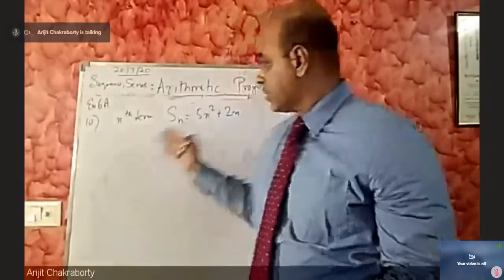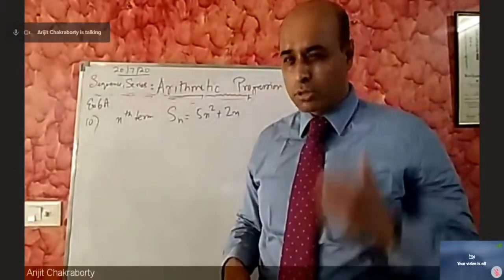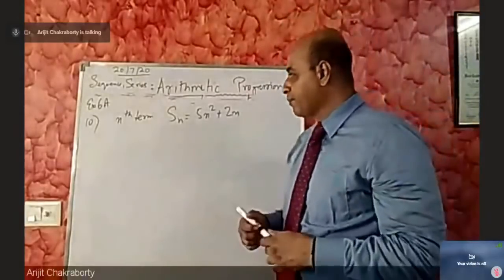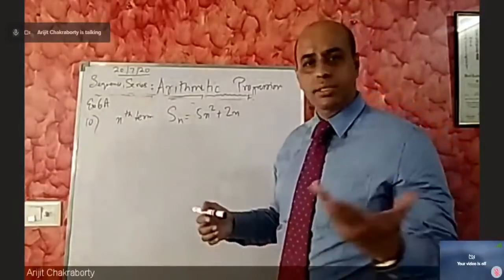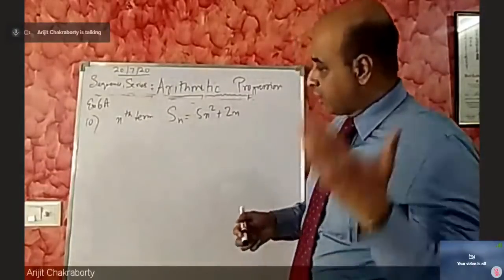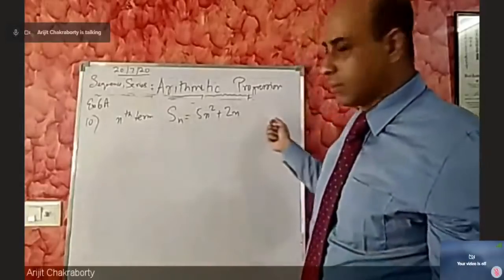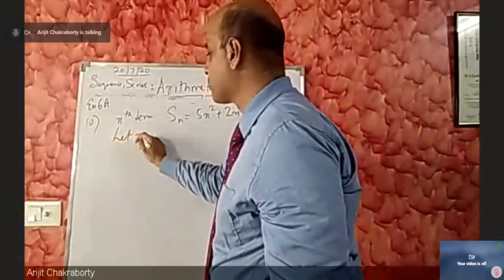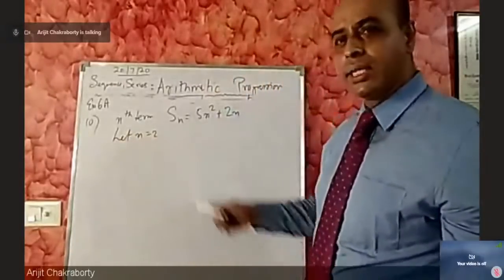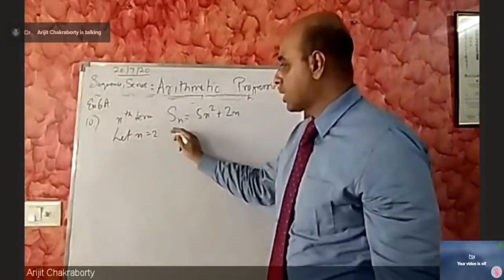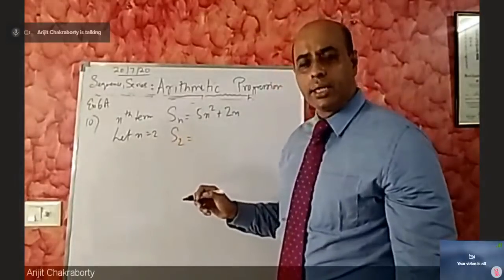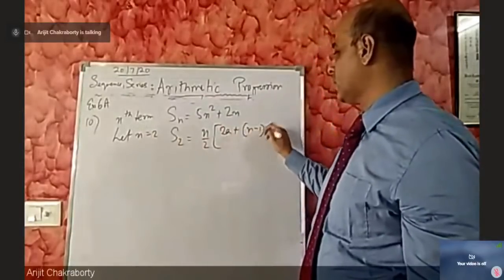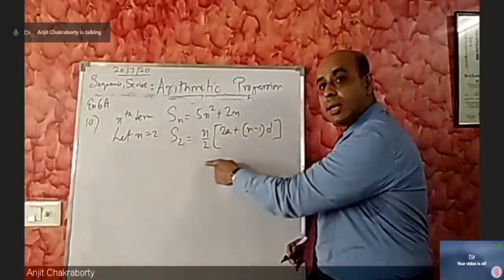So what to do? And the expression looks tricky, so use some intelligence. Let us do one thing. This is a generic term, Sn means n. If n is 2, for example, then let's see what happens. So let n be 2. We know the formula for the sum: n by 2, 2a plus n minus 1 into d.